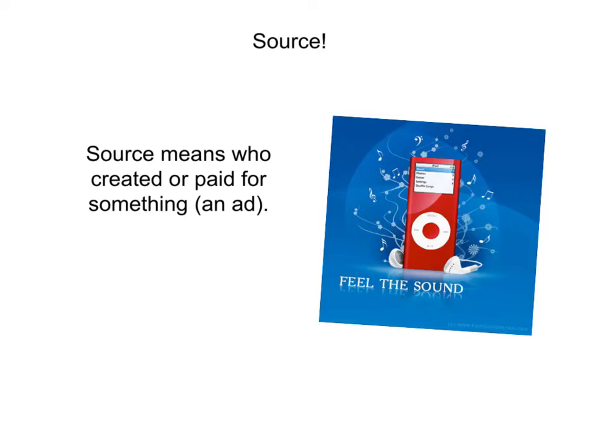Ladies and gentlemen, as we start our media literacy units, the first thing we're going to look at is advertising. And what we do before we even start talking about persuasive techniques and persuasive appeals and all those good things is we look at, if we look at an advertisement, what are the four things we have to analyze first? And the first thing is source. Source refers to who created or paid for something.